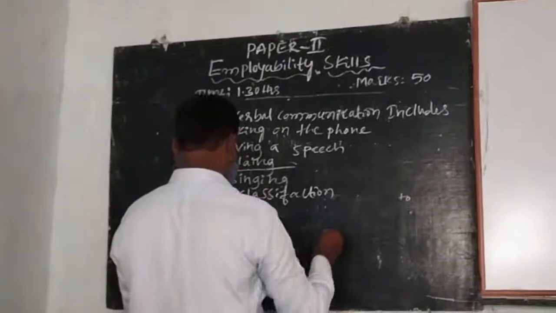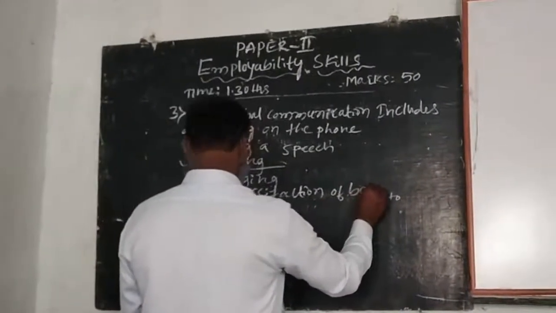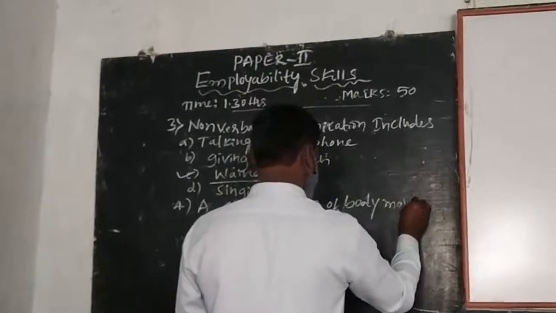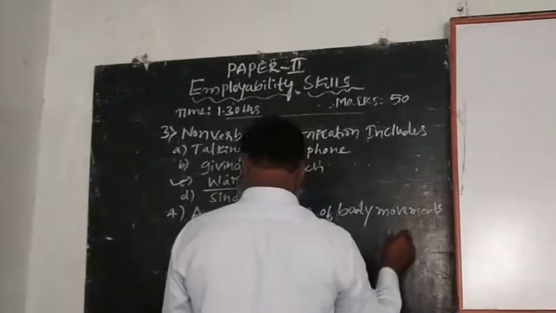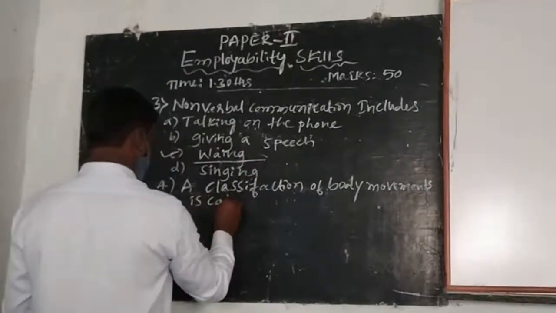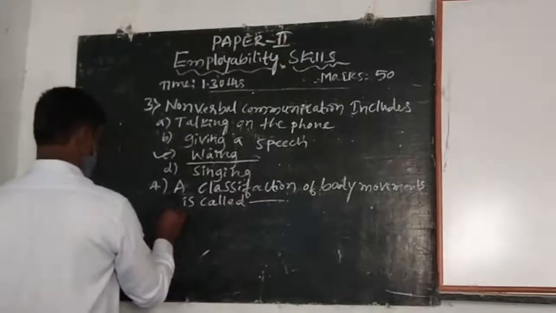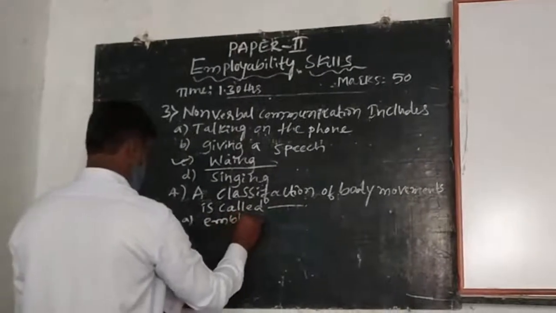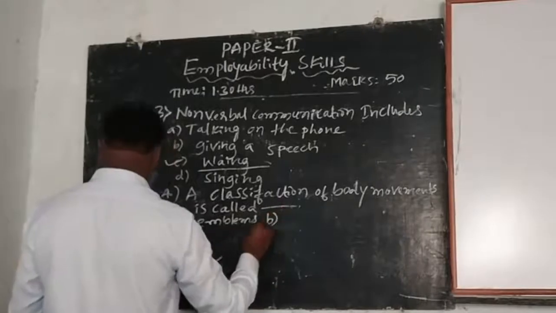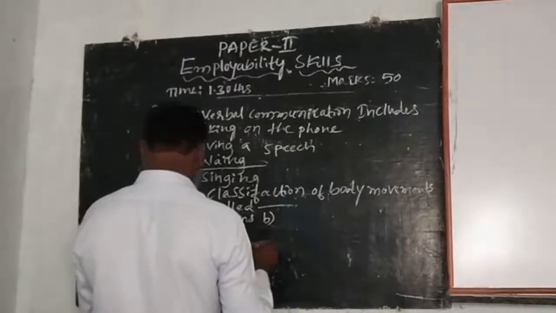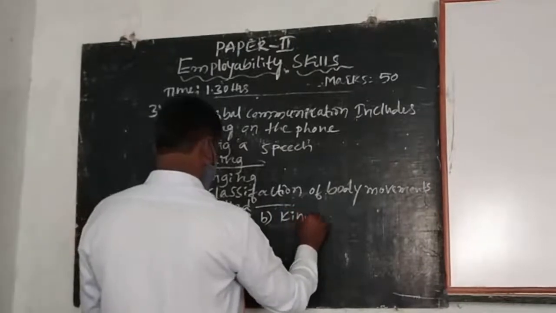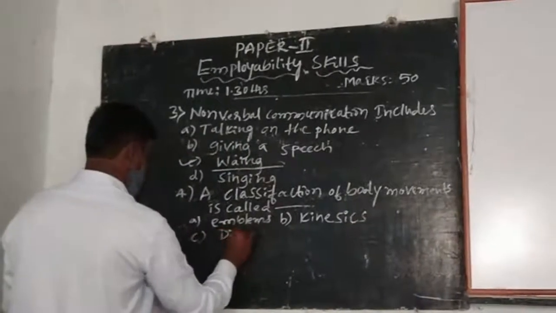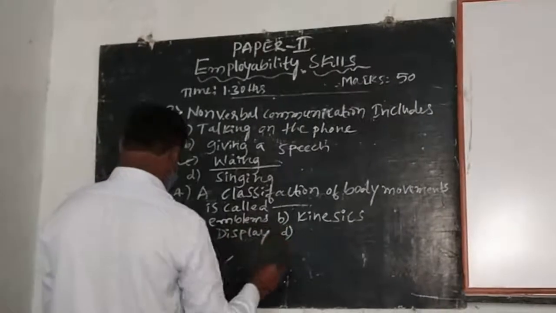Classification of body movements. Body movements are called: A is tumbles, B is tennis, and C is non-verbal.